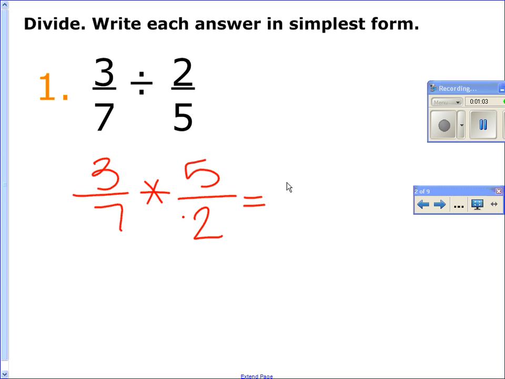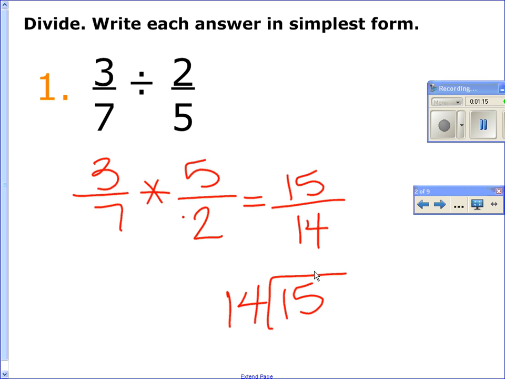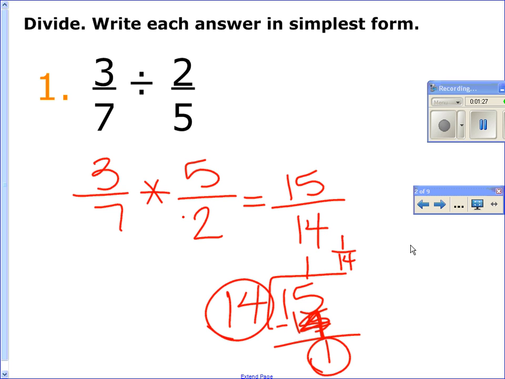None of these numbers can cancel each other out or be cross-simplified, so we're going to multiply straight across. 3 times 5 is 15. 7 times 2 is 14. Okay, this is an improper fraction, so you have to change it to a mixed number. 15 divided by 14 is 1. 15 minus 14, sorry, I wrote that wrong, is 1, and that becomes the numerator. The denominator is the number on the outside of the house. So your final answer is 1 and 1/14.